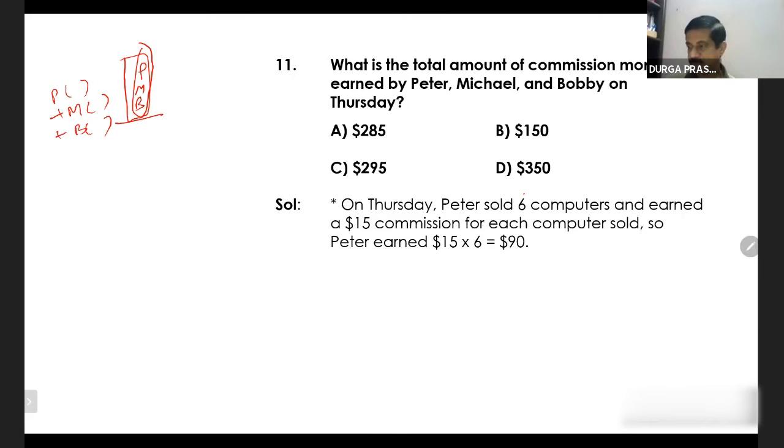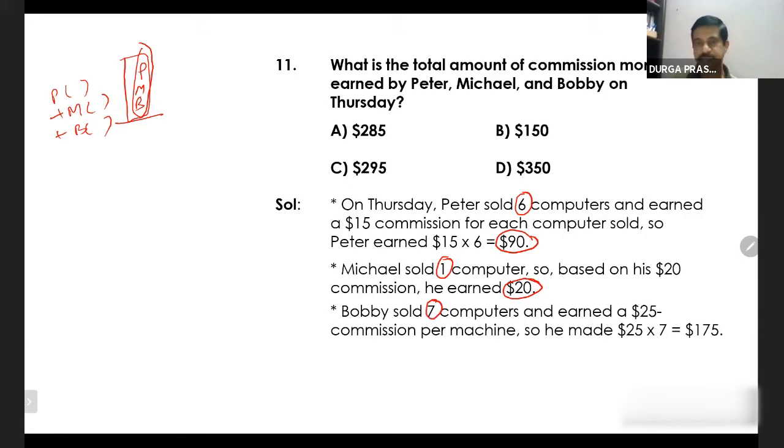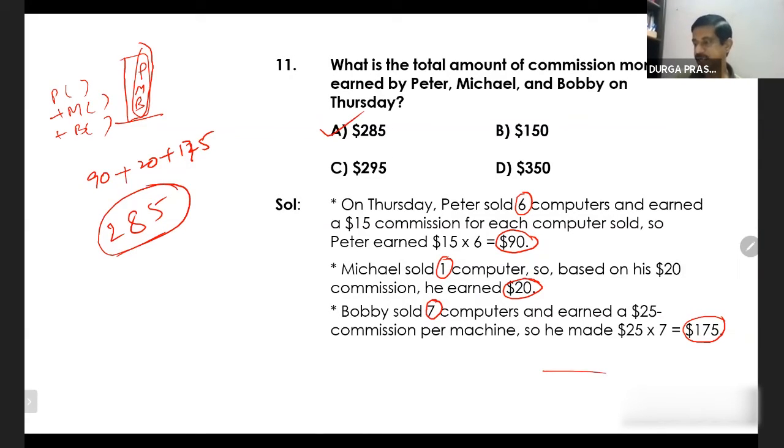On Thursday, Peter sold 6 computers. So he earns $15 per sale, so he earned $90 on Thursday. Now similarly, Mikhail sold only 1 computer on Thursday, so he'll be earning $20. And then Bobby sold 7 computers on Thursday, so he'll be earning $175. What is the total earning that all three together made? 90 plus 20 plus 175, which is 285. So this is the total amount earned by all three together. So option A. Please go fast.